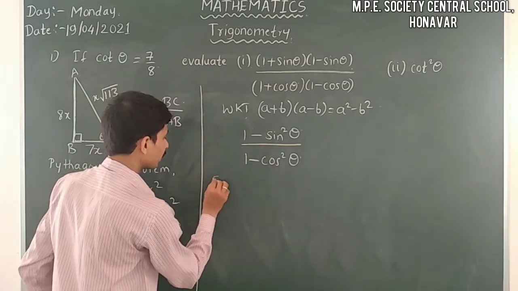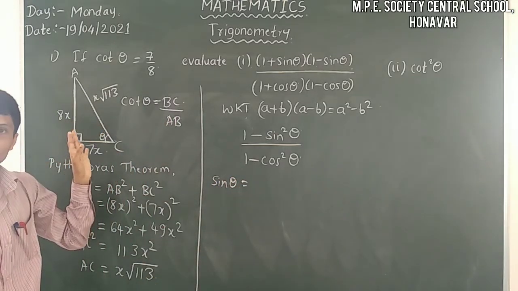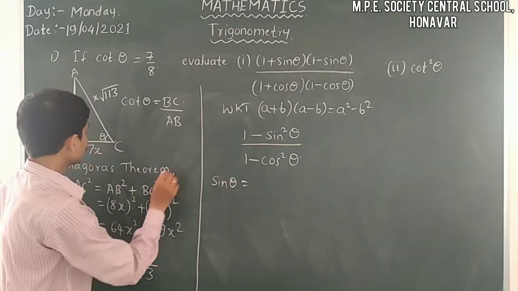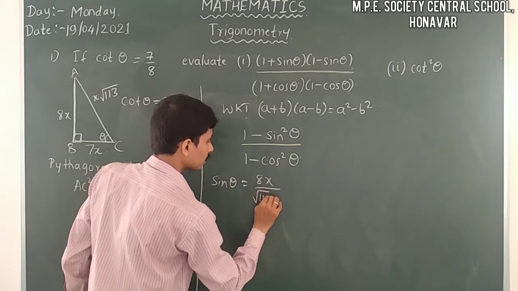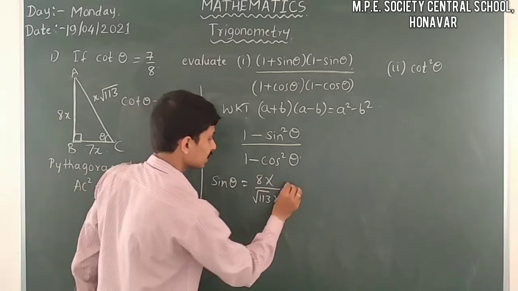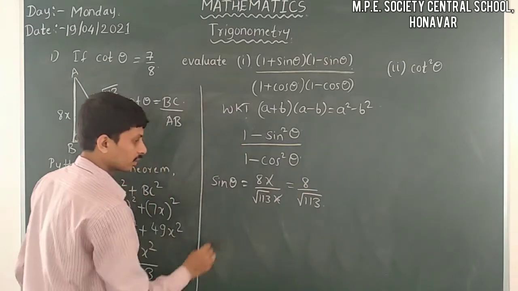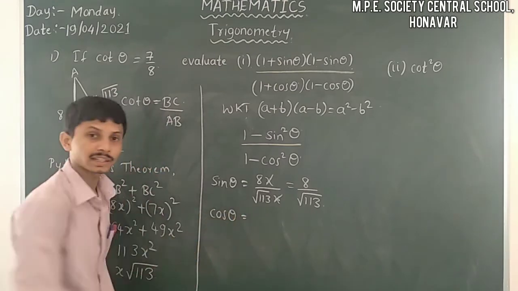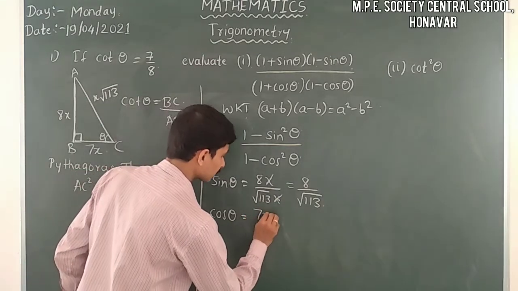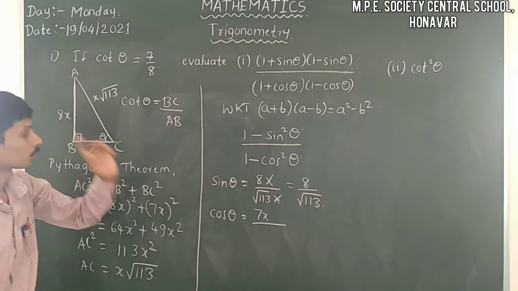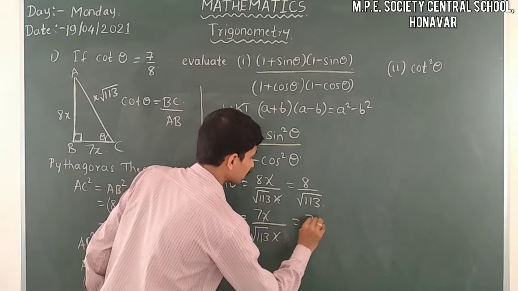Then let us find sin theta. Sin theta is equal to opposite side by hypotenuse. That is, opposite is 8x divided by root 113x. So x gets cancelled and it remains 8 by square root of 113. And cos theta, let us find cos theta. Cos theta is equal to adjacent side by hypotenuse. The adjacent side is 7x here, 7x divided by hypotenuse root 113x. So x is cancelled and it is 7 by root 113.